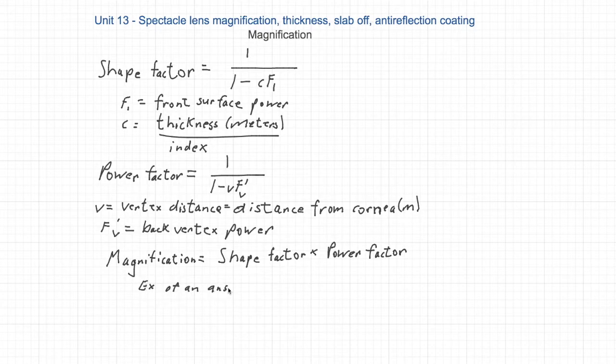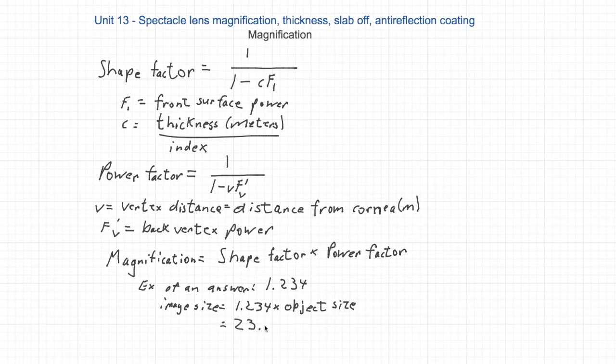Now, you're going to get an answer if it's a convex lens, a plus lens, of 1 point something. If it's a minus lens, a concave lens, it'll be 0 point a decimal. So for an example, let's say you got an answer of 1.234. What that means is the image size is 1.234 times the object size. Another way of thinking about it is the image size is 23.4% larger than the object.